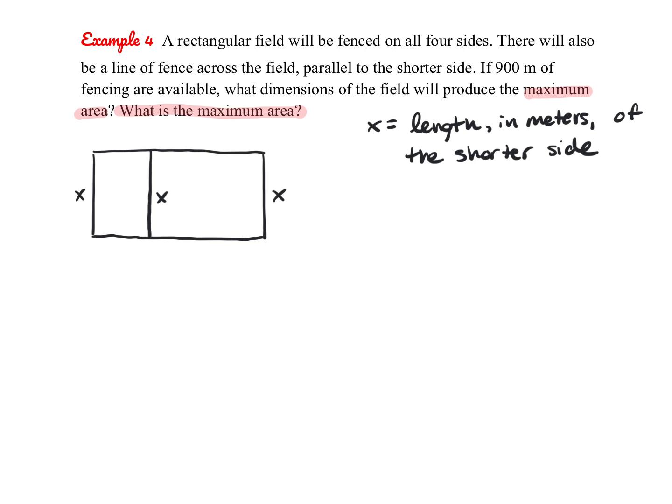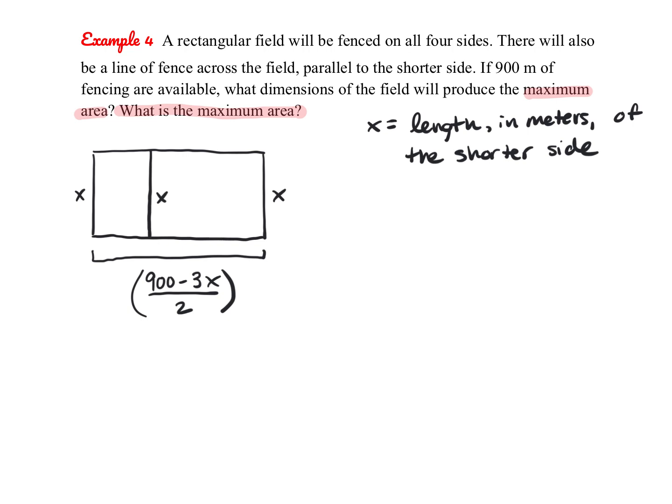Now, if I want to define what this side length is, I'm going to have to use an additional piece of information. I know that I have 900 meters of fencing to work with. So you can see that if I'm laying down these 3 strips, I've used 3x of fence. So what I have left over is 900 minus 3x, but since I have to split that up over 2 sides, I'm going to divide it by 2. So this expression represents the length of the longer side.